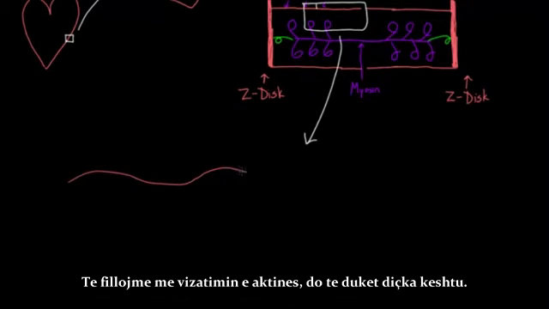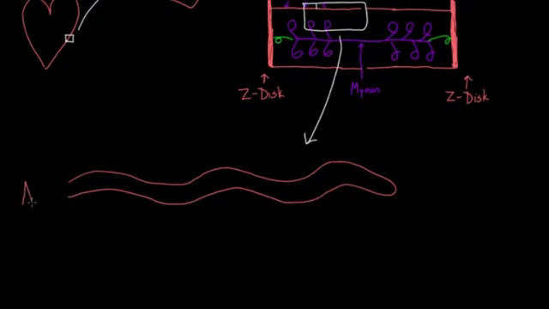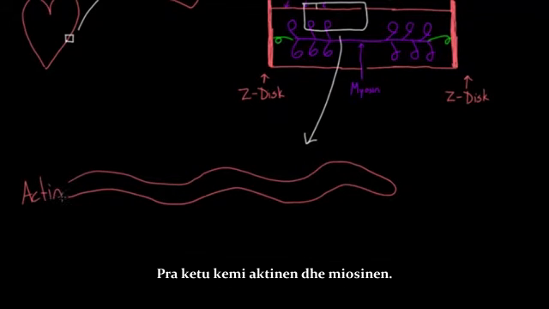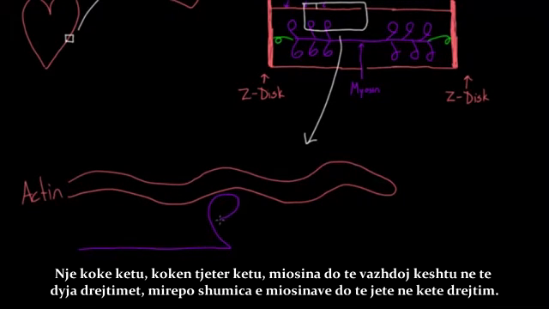It'll look something like this, and I'm going to try to keep it somewhat consistent so you can actually see what it is that we're going to try to draw along the way. So we've got our actin and we've got our myosin. And our myosin I'm going to orient in the same direction it was oriented in the other picture. So something like this. Let's say it's one head there, and let's say you've got our second head right there, right?